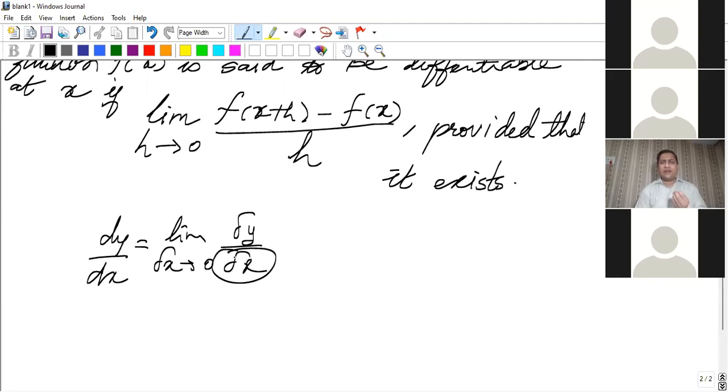So this is a very, very small change in x. We define this in several ways now. The rate of change of one quantity with respect to another quantity is also called a derivative. But this is the original one from where we enter into the derivative.